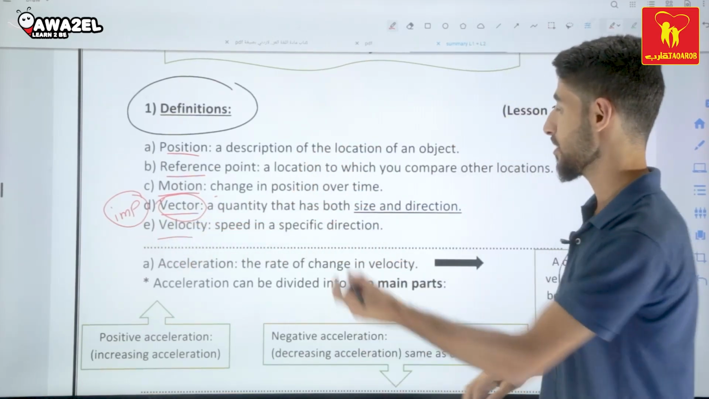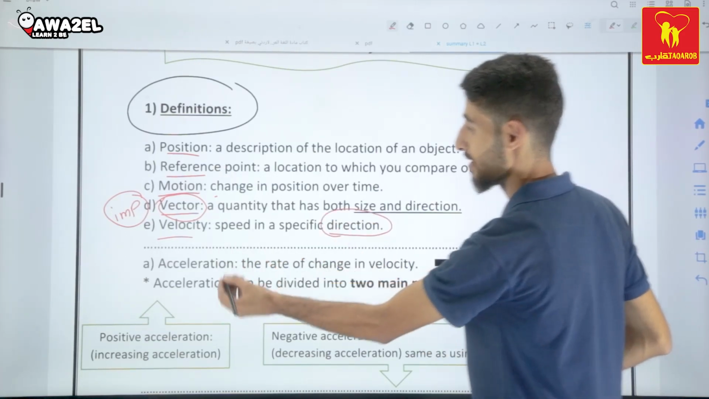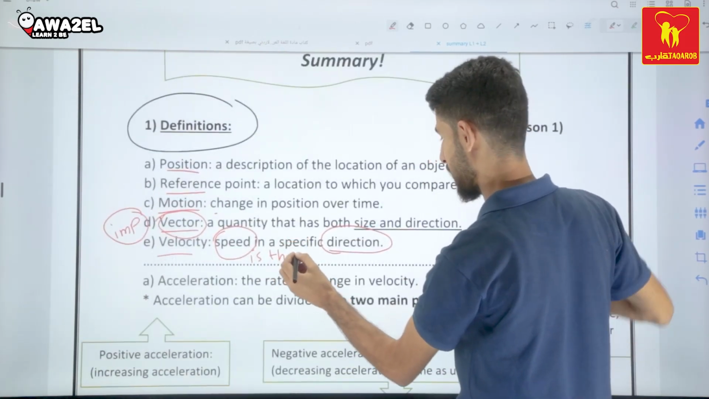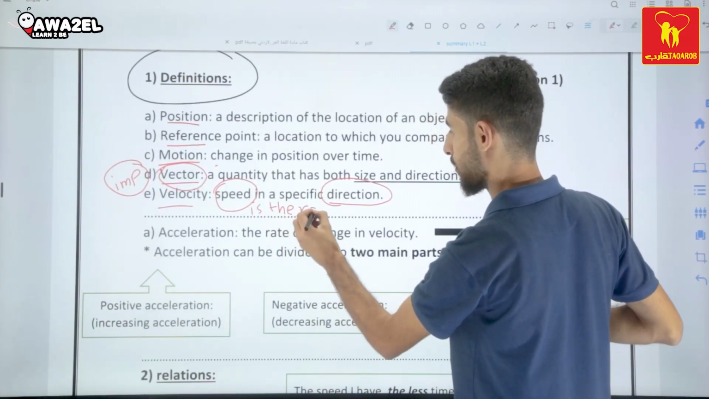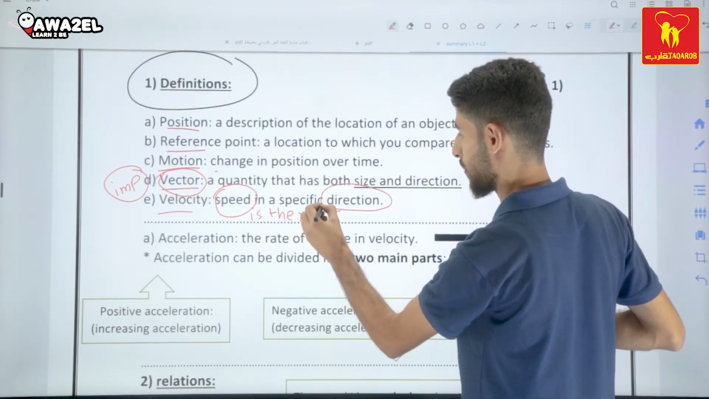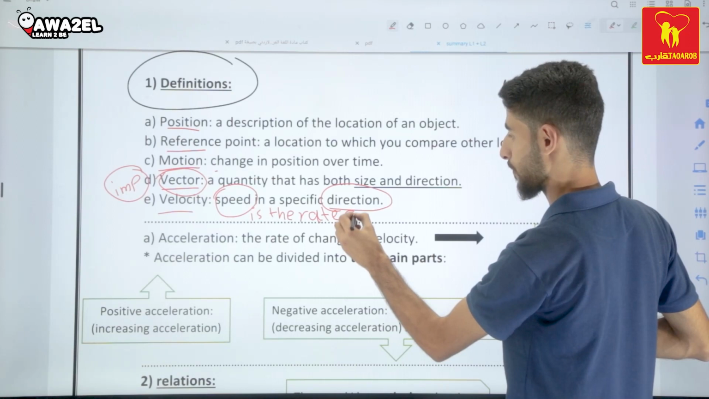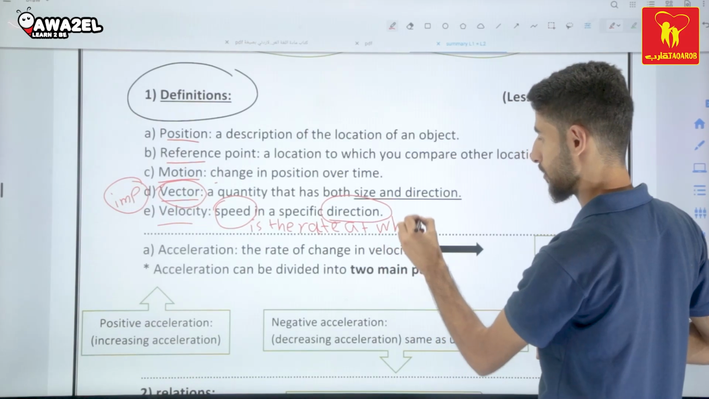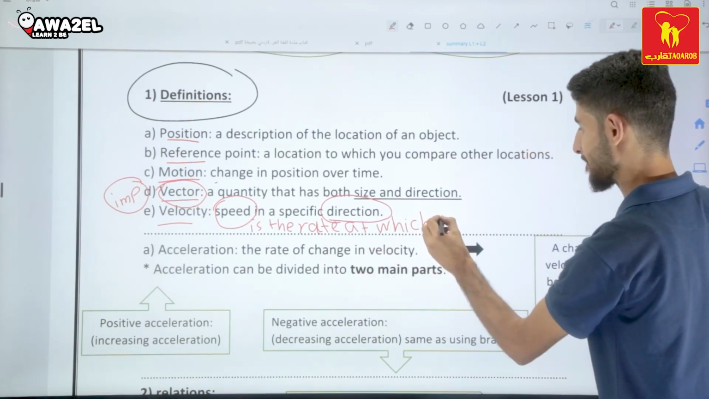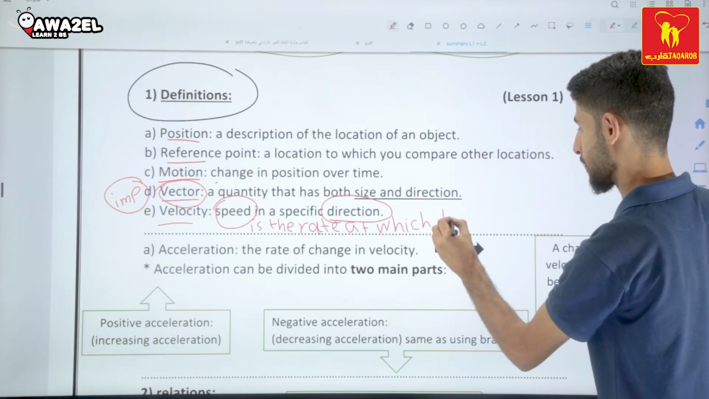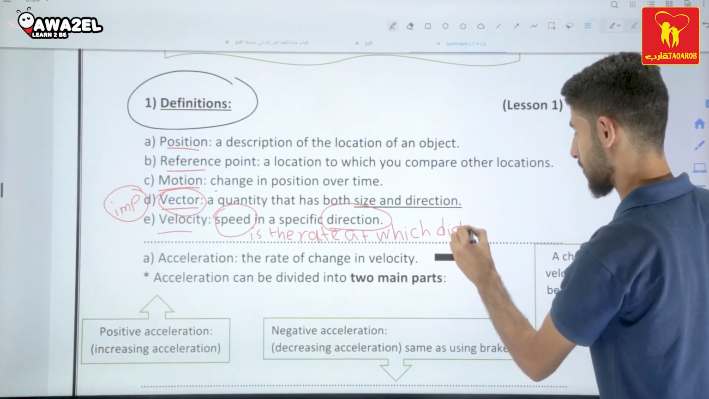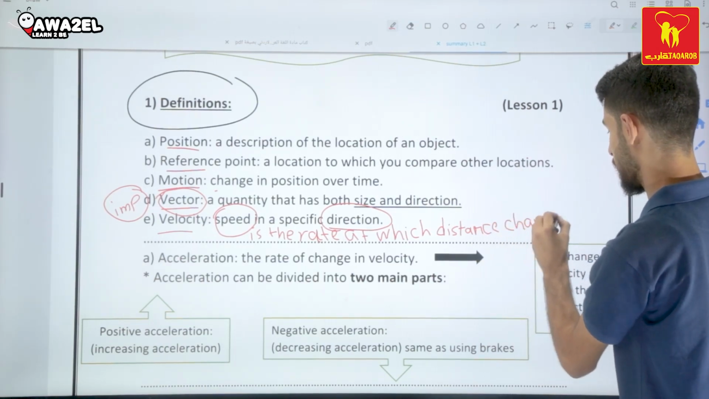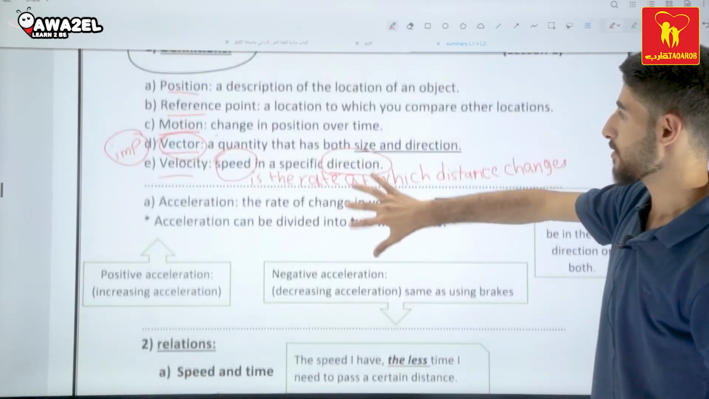Velocity: speed in a specific direction, and we must know that speed is the rate at which distance changes. Okay, that's for lesson 1.